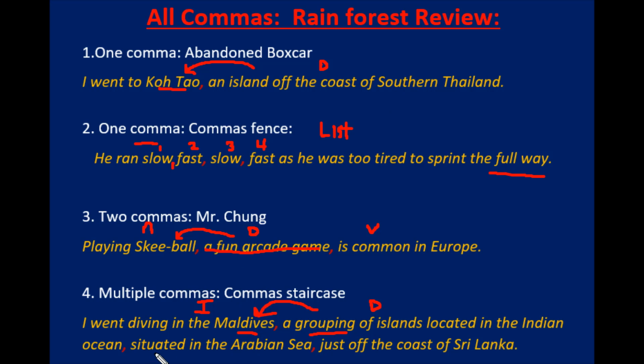Now, take a look at this. Situated in the Arabian Sea, what's that? That is part of the Indian Ocean. Where is the Arabian Sea? In the Indian Ocean. You see that? That is a dependent clause. It defines the word right before that, and it says just off the coast of Sri Lanka. Guess what's off the coast of Sri Lanka?